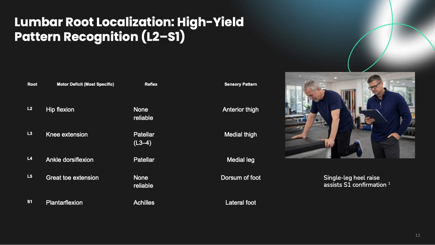Going on to the lumbar spine now. Radiculopathy requires objective neurologic deficit within a single root distribution. Okay, that's what we've talked about. L3 to L4, knee extension weakness and diminished patellar reflex supports localization, so those two in conjunction. Ankle dorsiflexion weakness, often with patellar reflex involvement. That would be L4. L5, great toe extension is the most reliable discriminator. There is no dependable reflex at L5, making motor testing critical, okay? And with S1, plantar flexion weakness with a diminished Achilles reflex strengthens the localization. Check with a single leg reflex here.